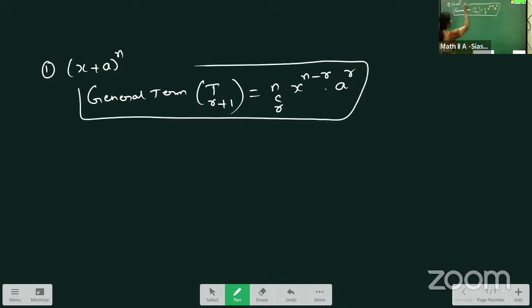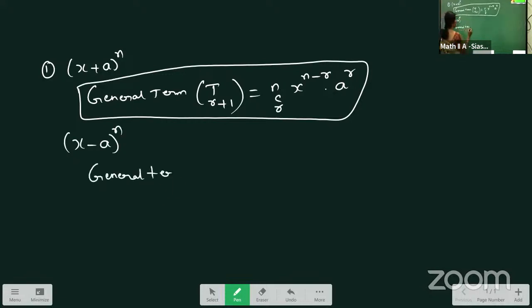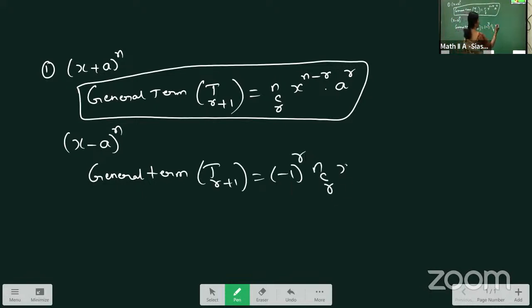If you have a negative series like x minus a whole to the power n, then again the general term T(r+1) is equal to minus 1 to the power r nCr x to the power n minus r into a to the power r. If it is minus in the expansion, we have to take minus 1 to the power r before itself, then nCr x to the power n minus r and a to the power r. Here general term is nothing but the (r+1)th term.